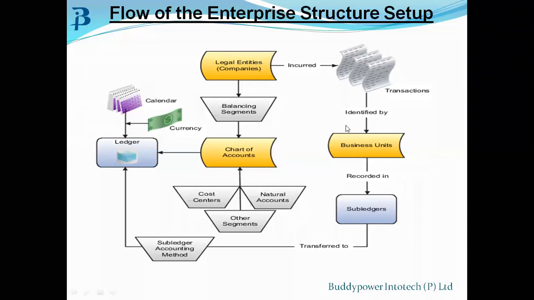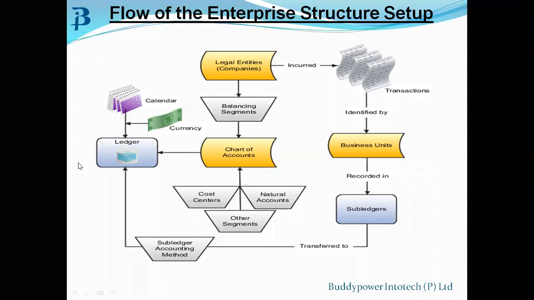Usually a business unit has a manager, strategic objectives, a level of autonomy and a responsibility for its profit and loss. Then there are the sub ledgers. Whatever transactions happen in the business units get recorded in the sub ledgers. A sub ledger captures all the detailed transactional information, such as supplier invoices, customer payments or asset acquisitions. From here the transactional balances are transferred to the ledger and posted through the SLA. The sub ledger accounting method is one of the accounting conventions introduced in EBS R13 and followed in Fusion as well.